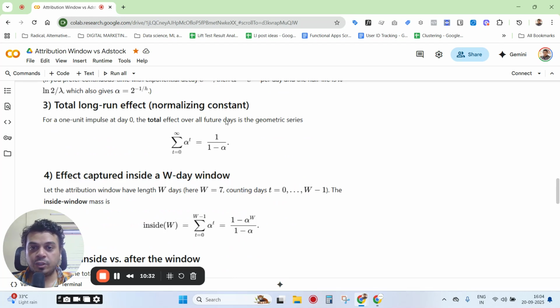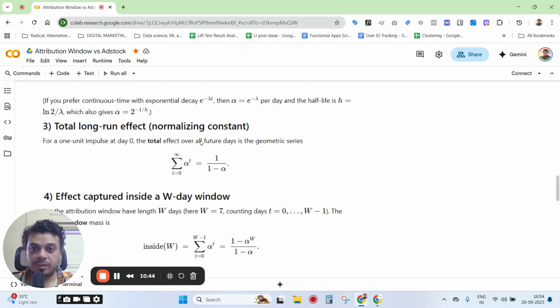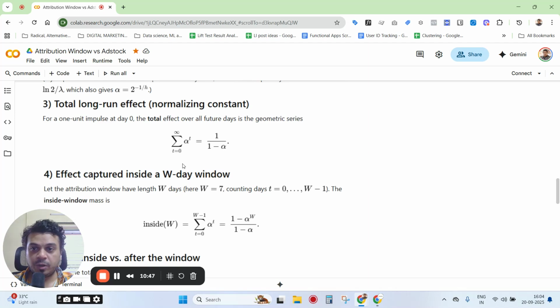Now the total long run effect. This is basically a geometric series property. If you sum alpha to the power t till infinity, it becomes 1 by 1 minus alpha. So that's your total effect over a longer period of time. Again, this is for unit spend, remember, a 1 unit impulse.